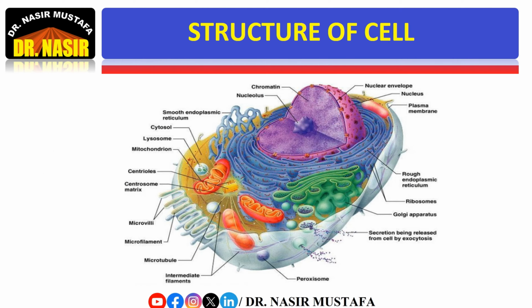This slide shows the structure of a typical cell with its main parts labeled. You can see the cell membrane surrounding the cell, the nucleus containing genetic material, cytoplasm filling the interior, and various organelles such as the mitochondria, endoplasmic reticulum, Golgi apparatus, lysosomes, and ribosomes. Each component has a specific function that contributes to the overall life and activity of the cell.